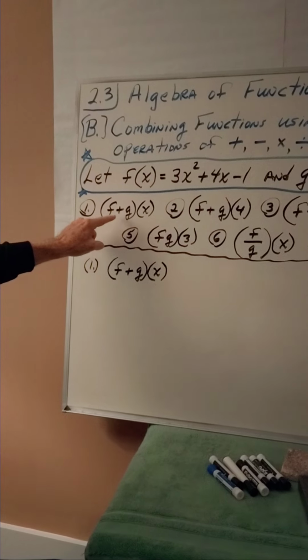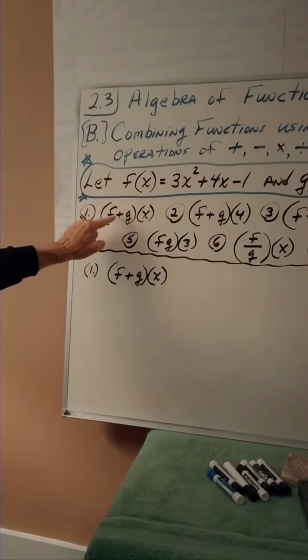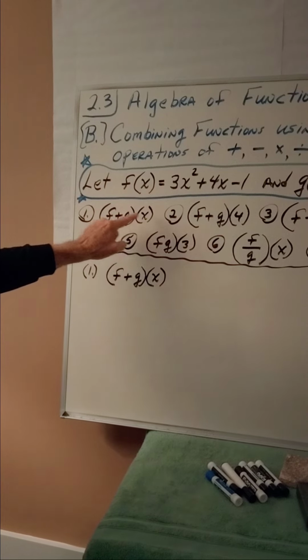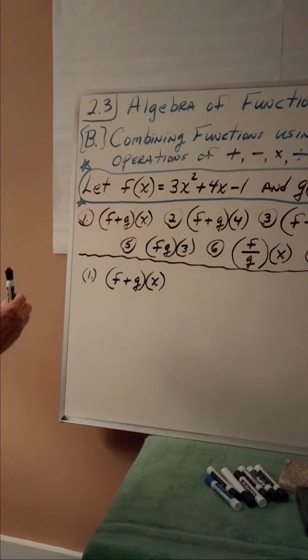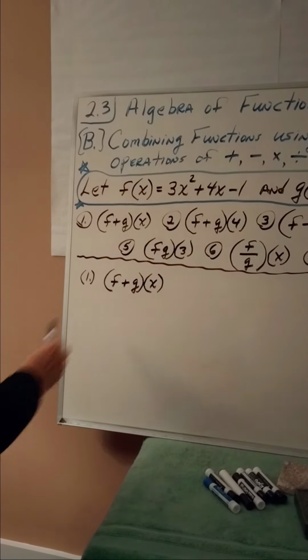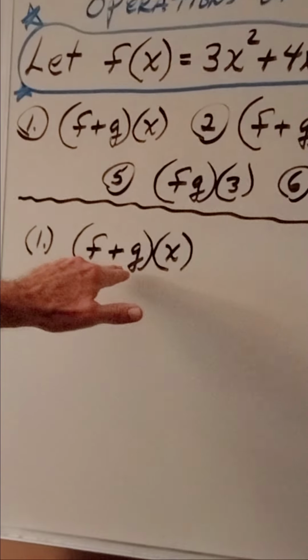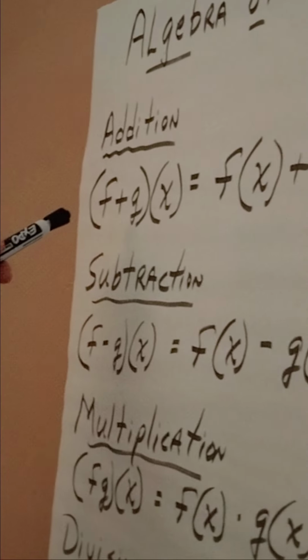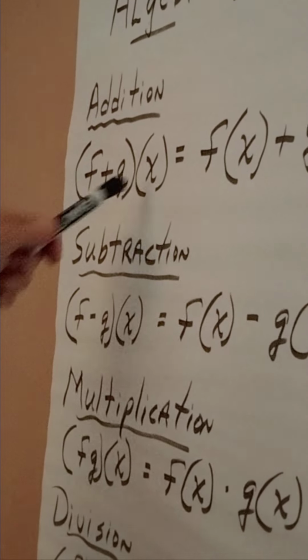They're asking us to find the value of function f plus function g when the domain is x. So I wrote down number 1, and I wrote down what they're wanting us to find. Well, you'll notice they've given us the left-hand side of the addition rule. They've given us this. They want us to find this.